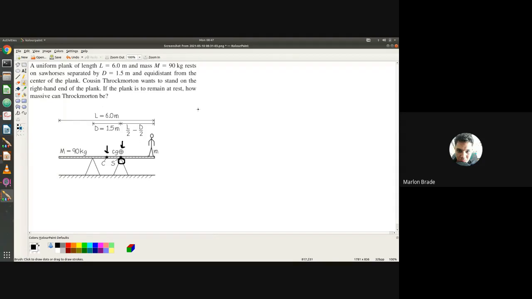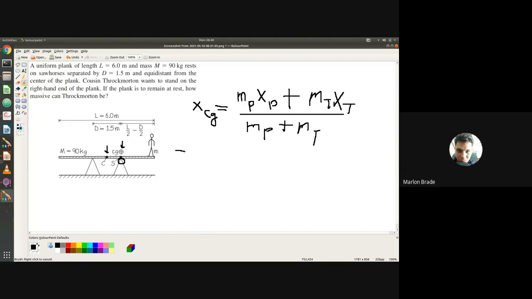So let's see if we get the same result. The position of the center of gravity is equal to the mass of Planck times the position of the center of mass of Planck with respect to the origin I chose, plus the mass of Throckmorton times the distance of Throckmorton, divided by the same total mass. So what is the mass of Planck? 90, right?